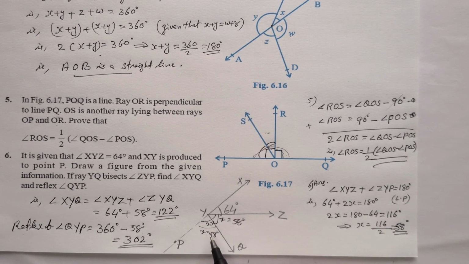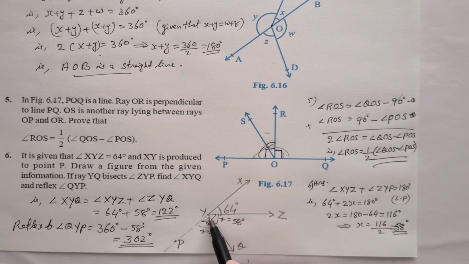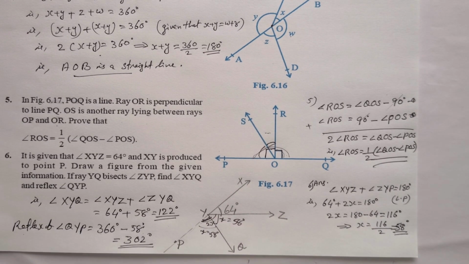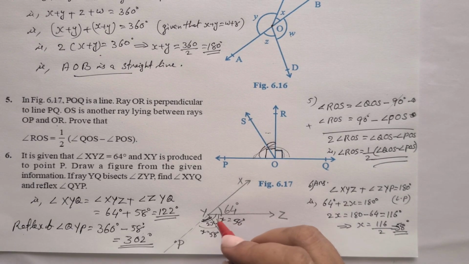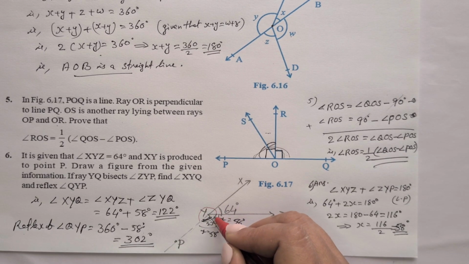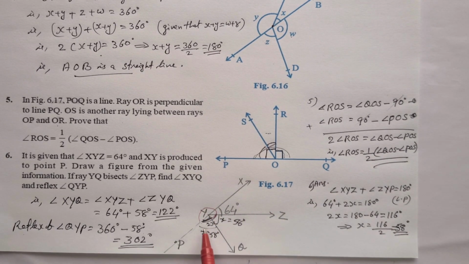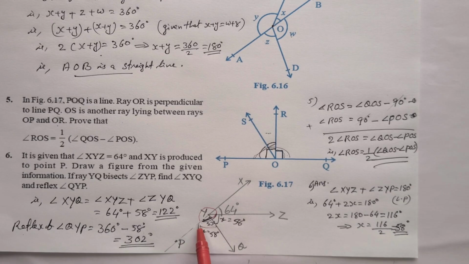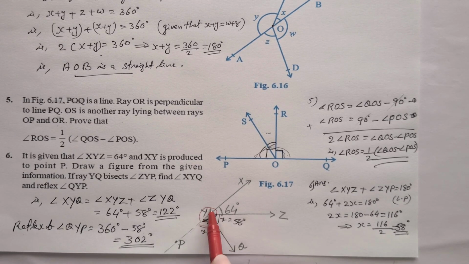Reflex angle of QYP means QYP is this angle. Reflex means it will come to the other side, the remaining part of that, which means from here till here. This angle x is equal to 58. Total 360 around a point, minus this angle 58. So what we are getting? The reflex angle is 302 degree.